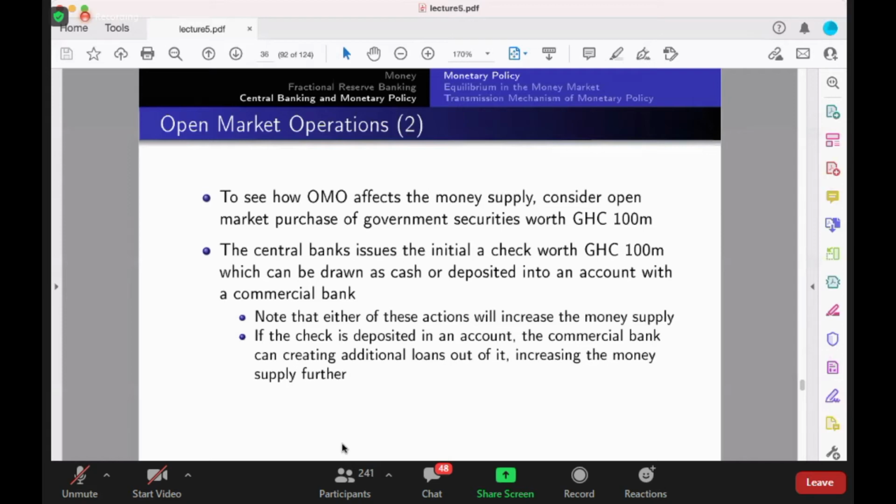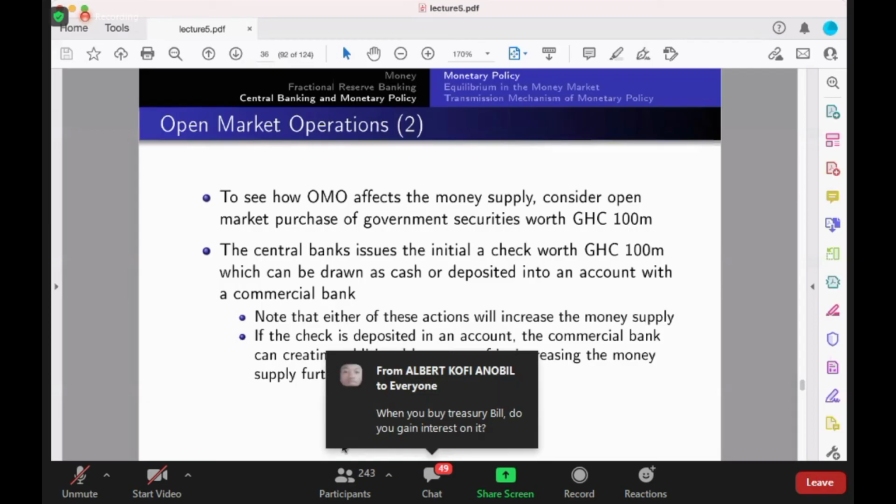The most important thing to note is that the central bank issues an initial check worth 100 million cedis, which can be drawn as cash or deposits. Now, note that either of these actions will increase the supply of money. However, if the check is deposited in an account, the commercial bank can create money, all right?